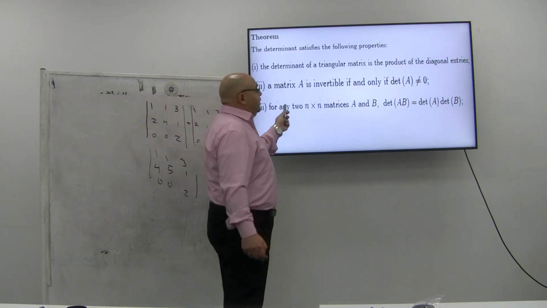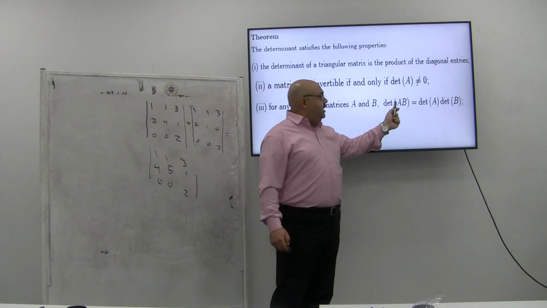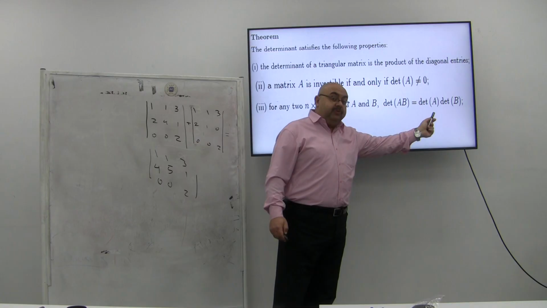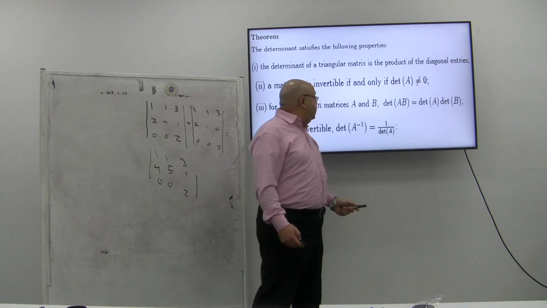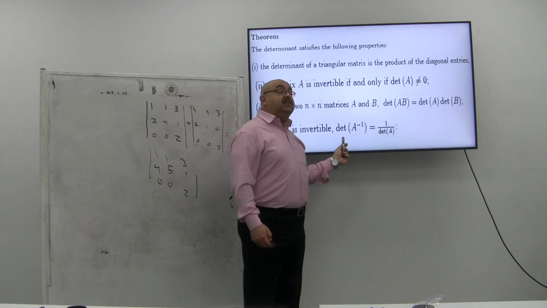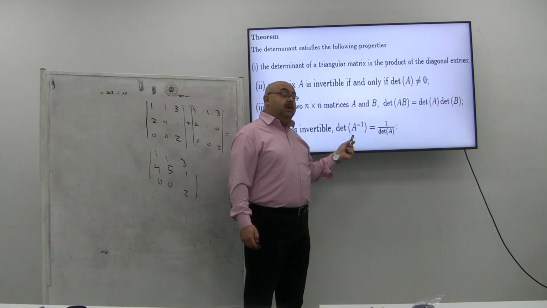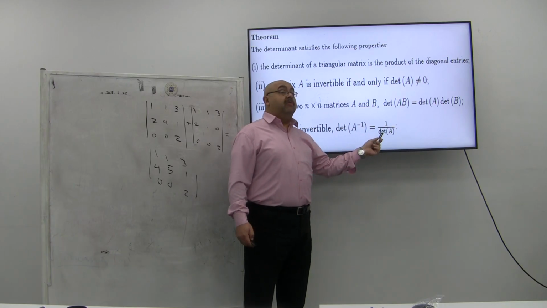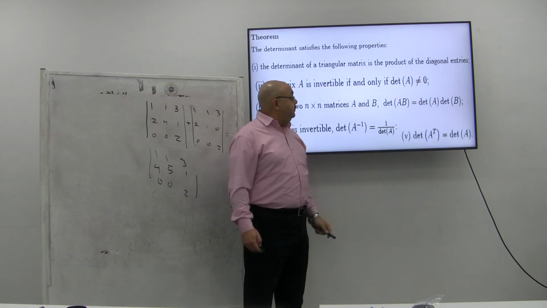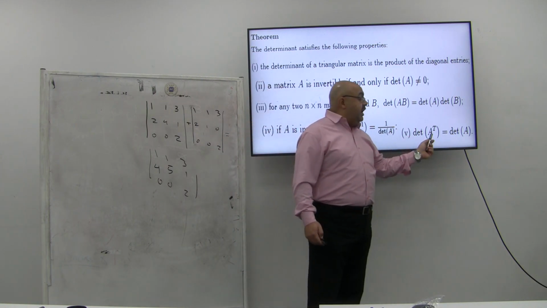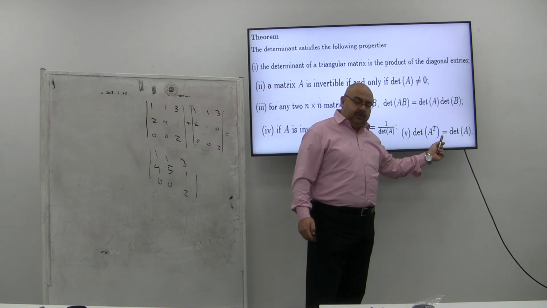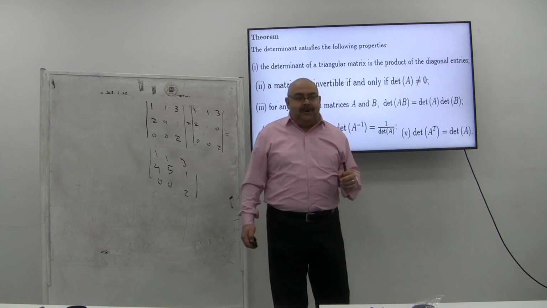For any n by n matrices, the determinant of AB is equal to the determinant of A times the determinant of B. You may need this property down the road. Remember that the determinant of A inverse is 1 over the determinant of A, which is important. Also, the determinant of A transpose is equal to the determinant of A. Those properties are important.